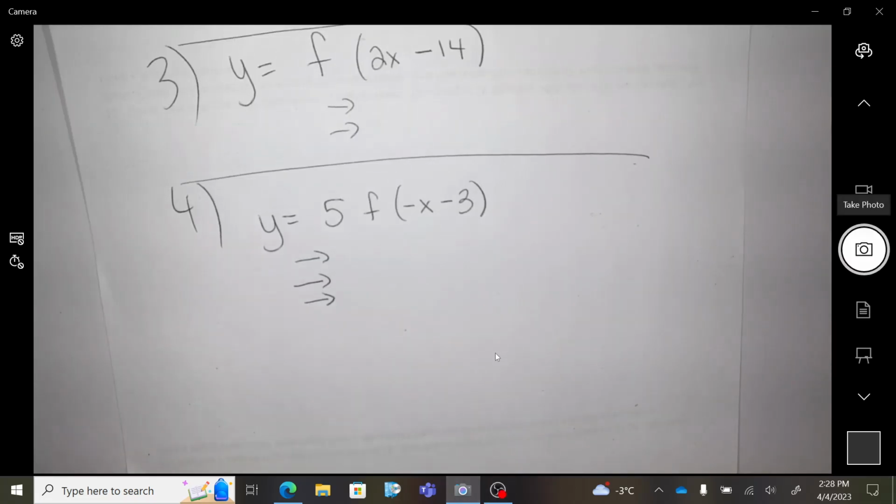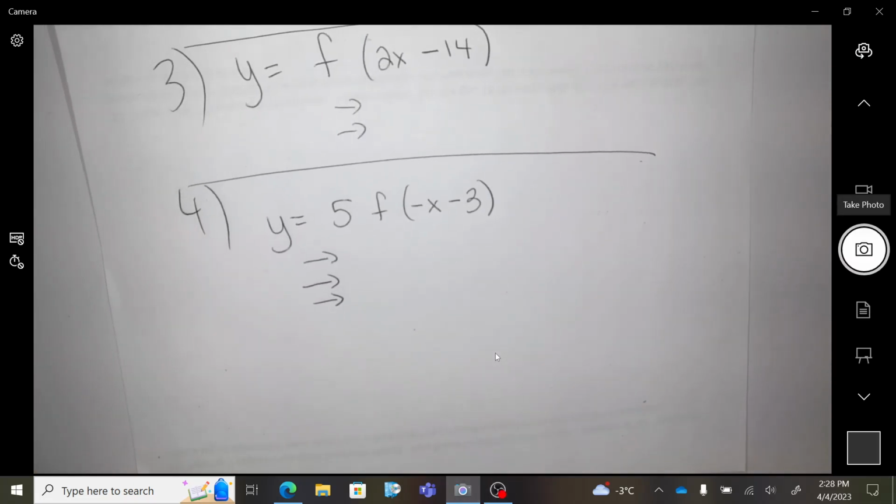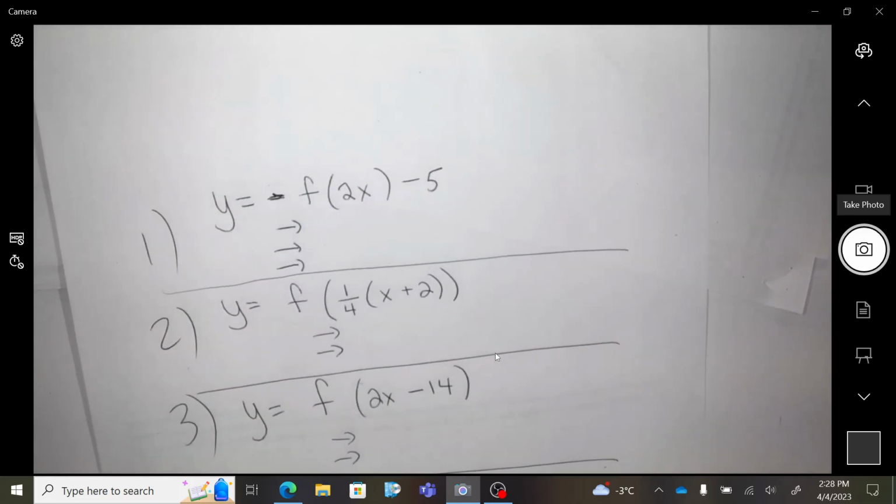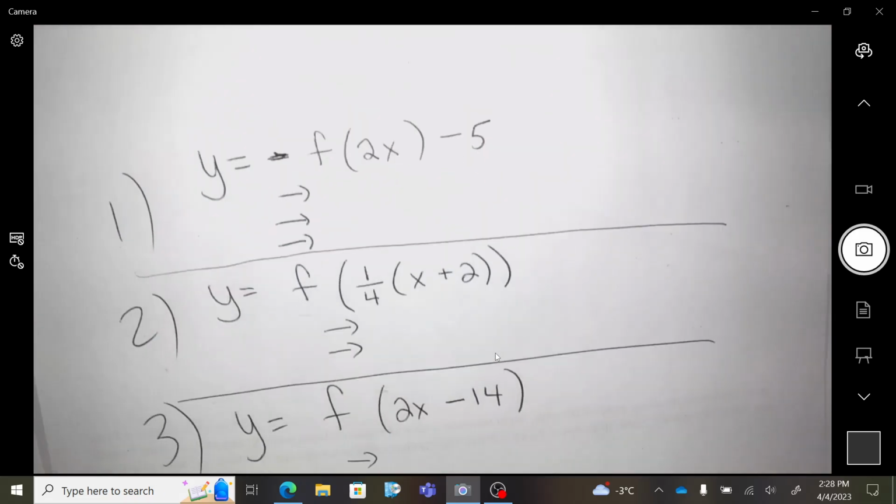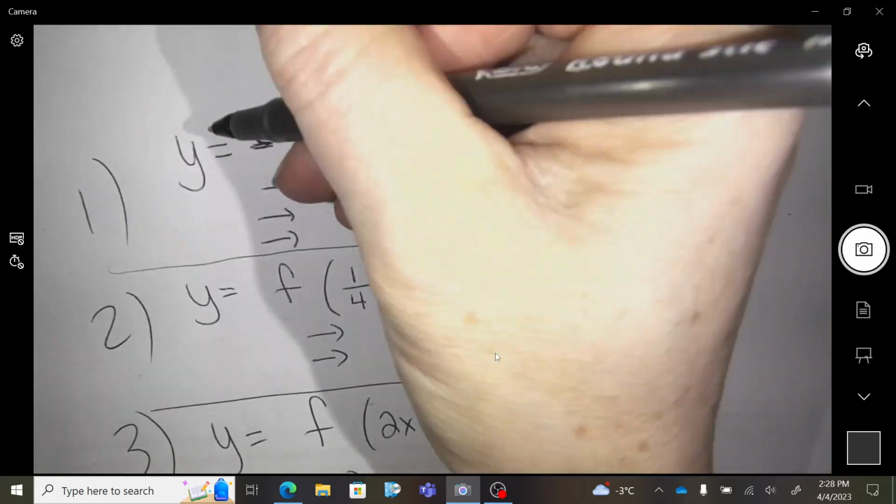Stretches again. Stretches horizontal. Yep. Okay, I'm gonna go through the answers. It's okay if you didn't finish. Okay, so the first one.